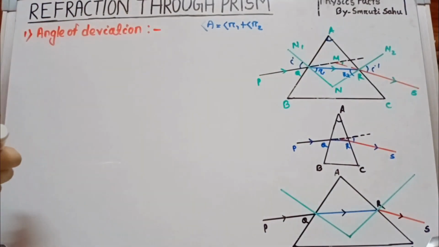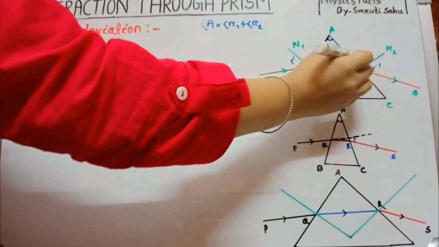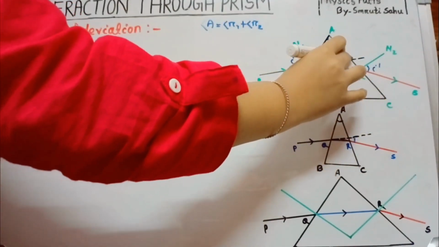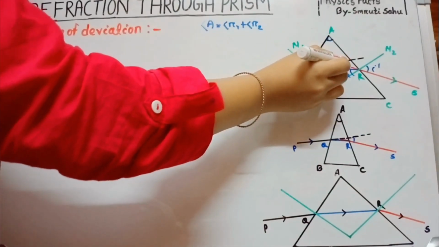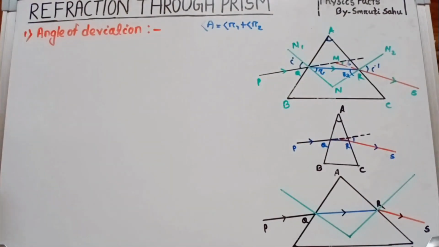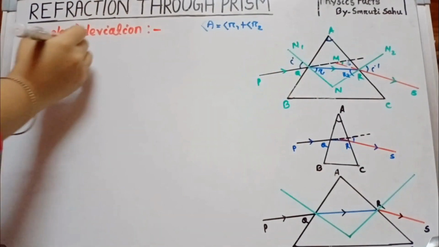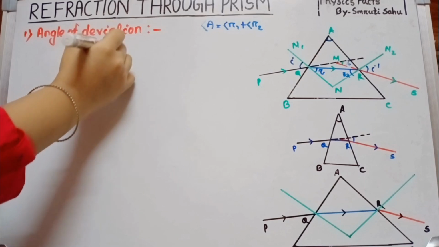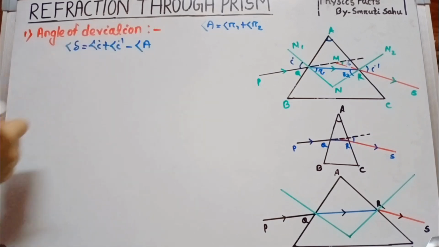Yes? And here this one is the actual path of the incident ray, but this one is the emergent ray. That means the emergent ray is deviated. So this one is the angle of deviation, which we write as delta. What is the angle of deviation? The angle of deviation depends on the angle of incidence plus the angle of emergence minus the angle of prism.